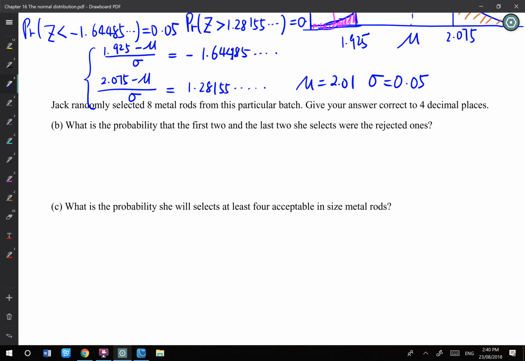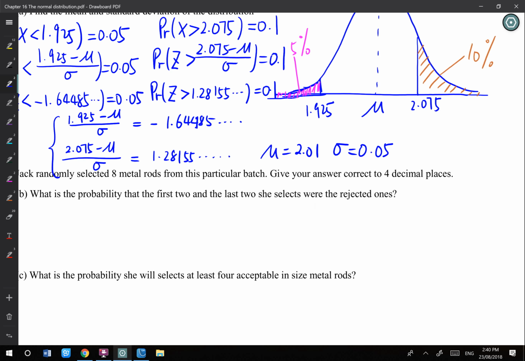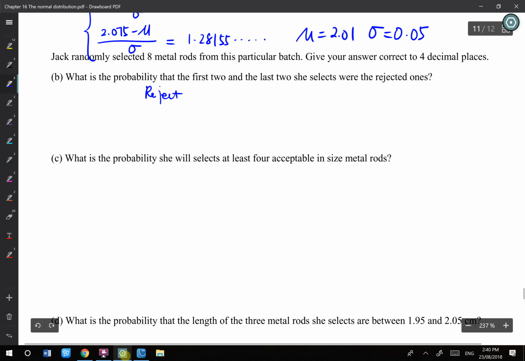So Jack randomly selects 8 metal rods from this particular batch. Give your answer correct to 4 decimal places. What's the probability that the first 2 and the last 2 she selected were the reject ones? Okay, what's the probability it will be rejected for each of that? You buy a metal rod, you have 5% undersize and 10% oversize. So what's the probability being rejected? 15%, okay? So reject is 15%. Accept. What's the probability being accepted? 85%.